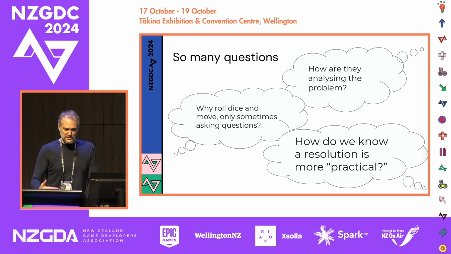How do we know that the resolution they've chosen is a more practical one? None of these are addressed in it, and they've really simplified the model to just: do you memorize the manual on ethical decision making? Right? It's kind of a not useful exercise.